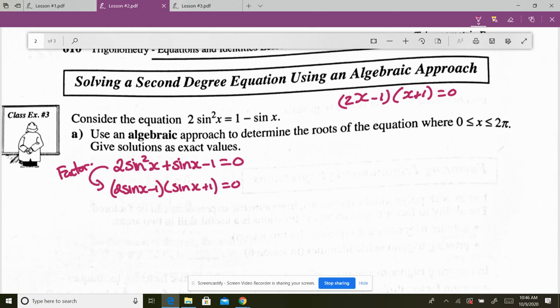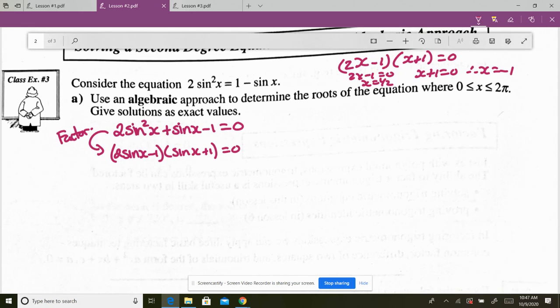Yes. But what you're really doing is you're setting each one of these to 0, right? You're saying x plus 1 has to equal 0, therefore x is equal to -1. Or you're saying 2x minus 1 is equal to 0, therefore x is equal to 1/2. That's what you're doing. You're just doing it in your head quickly because it's numbers. You can't do it quickly because we have trig functions. So you have to write each of those brackets.